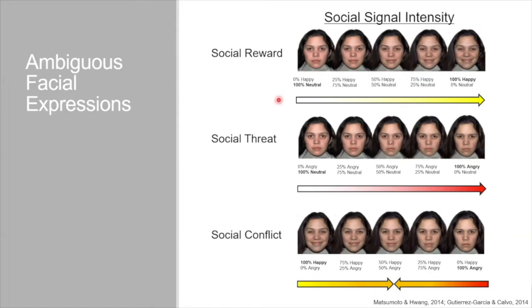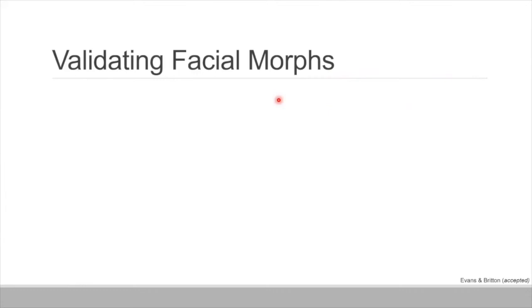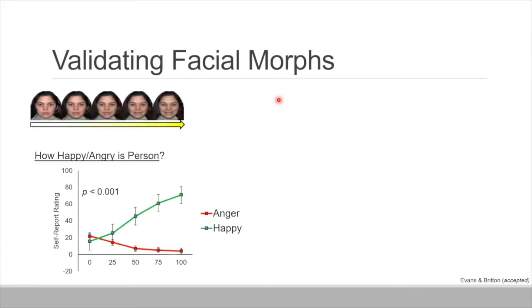So objectively, that's what we think is going on with these signals. But we wanted to conduct a study, just a kind of pilot preliminary study, to make sure that this is how people actually perceive these morphed facial expressions. So this is the social reward continuum. We just asked people to rate both how happy and how angry is this person, and they were shown each of these faces separately in sort of a randomized order.